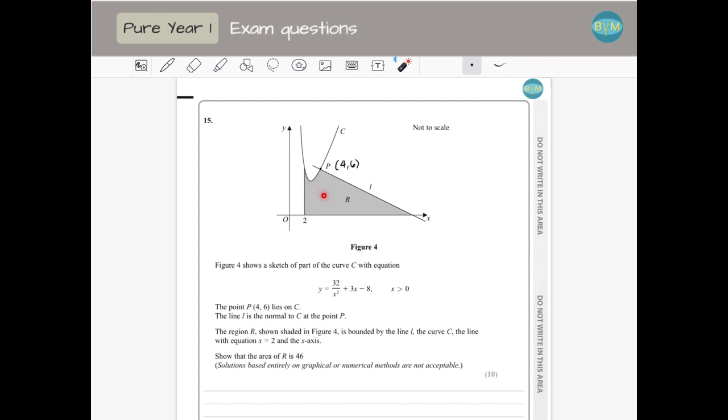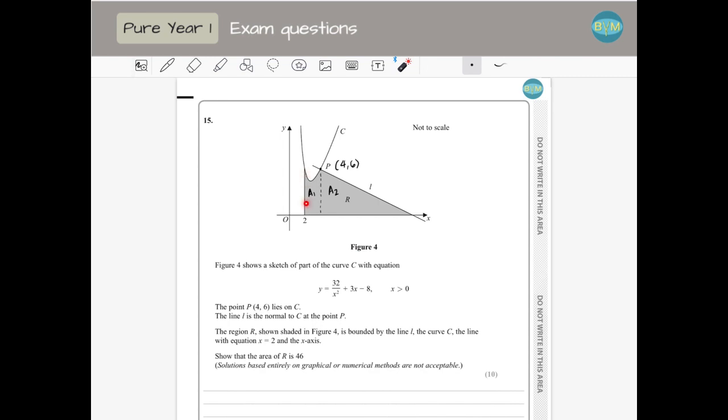Our area is bounded by a bit of the curve and then the line. So one thing that we could do to make things easier is to split this into areas. That way this one would be limited by the curve and this one will be limited by the line, and then we can add them. So we can do this.